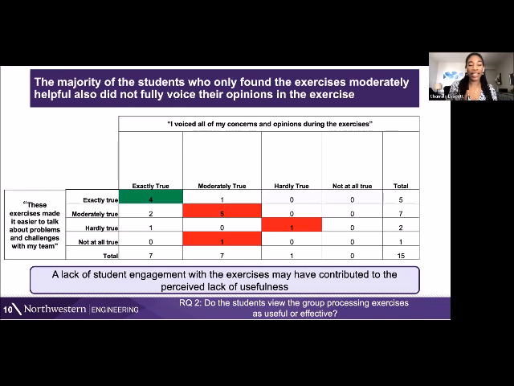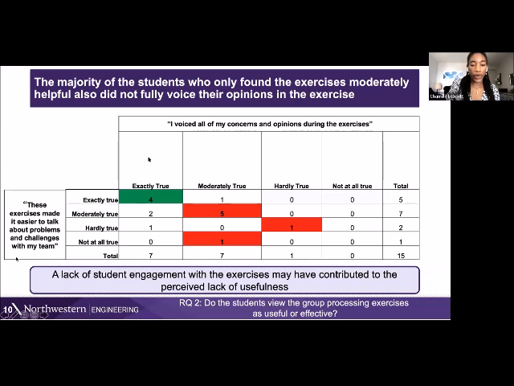So now we get into this cross-tabulation. So we found that the majority of the students who found the exercises to only be moderately helpful, they said moderately true, also did not fully voice their opinions in the exercise. And this gets into the concept of engagement. So we have our cross-tabulation here. On the left-hand side, we have the exercises made it easier for me to talk about problems and challenges with my team. And on the right, you have, I voiced all of my concerns and opinions during the exercise, and the students were able to rank how true this was for them.